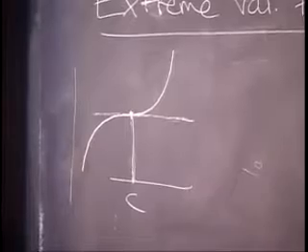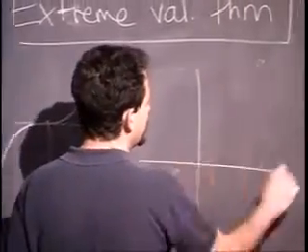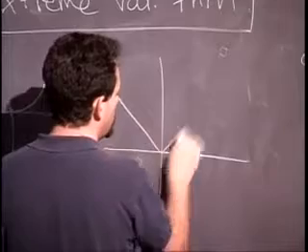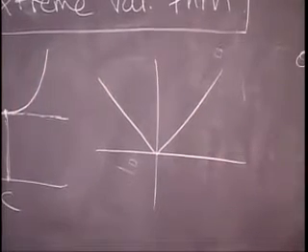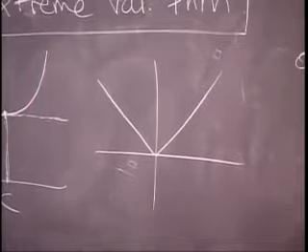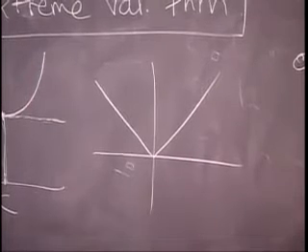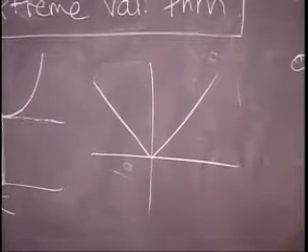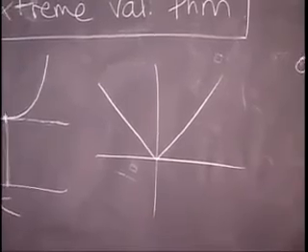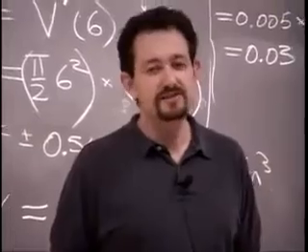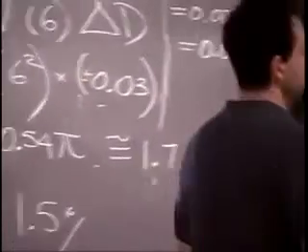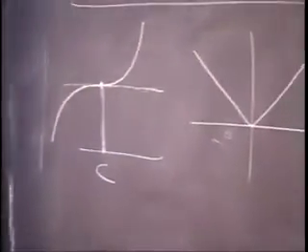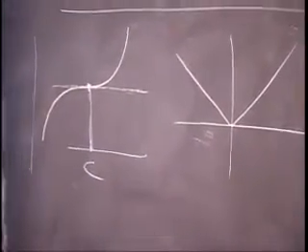Now, by the way, consider the absolute value function like this. What is the minimum of that function? Someone in here can tell me what is the minimum of that absolute value function. How low does it go? 0. So the minimum value is 0, and it occurs at x equals 0. Is 0 a critical point? What's the derivative here? Does not exist. So it is a critical point.